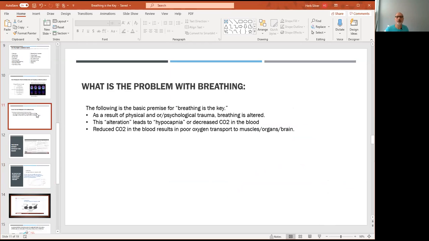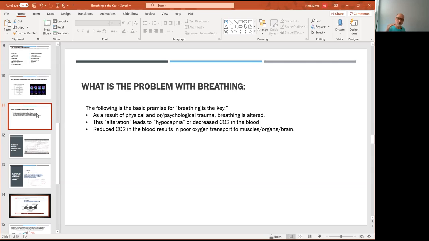So this is the basic premise for our breathing, and it is the key. As a result of physical or psychological trauma, breathing is altered. This alteration leads to hypocapnia, or a decrease in CO2 in the blood. That hypocapnia is a problem. Low levels of CO2 in the blood.